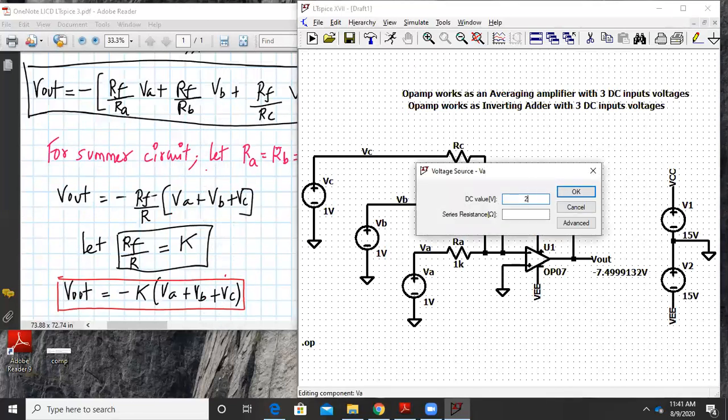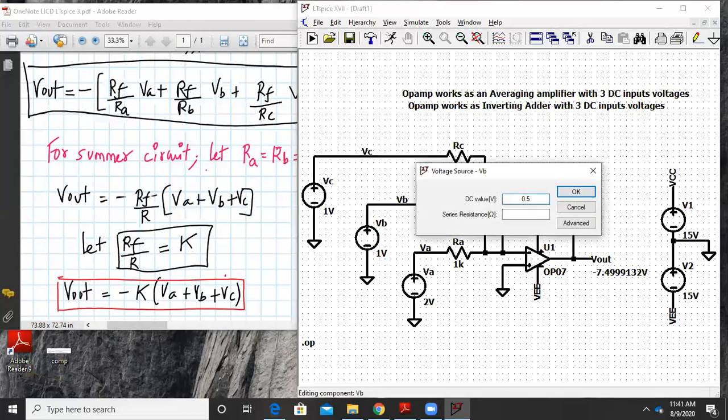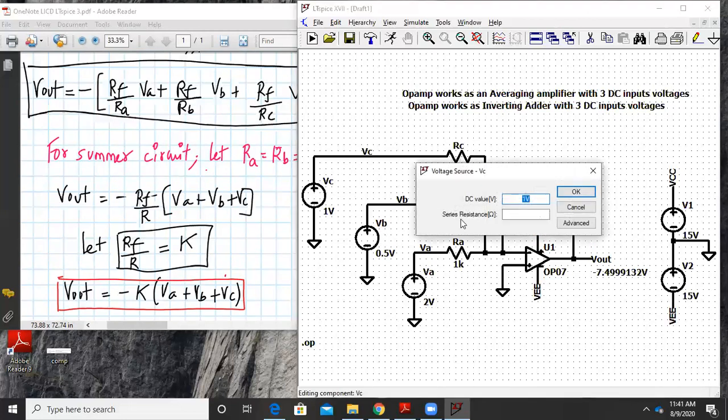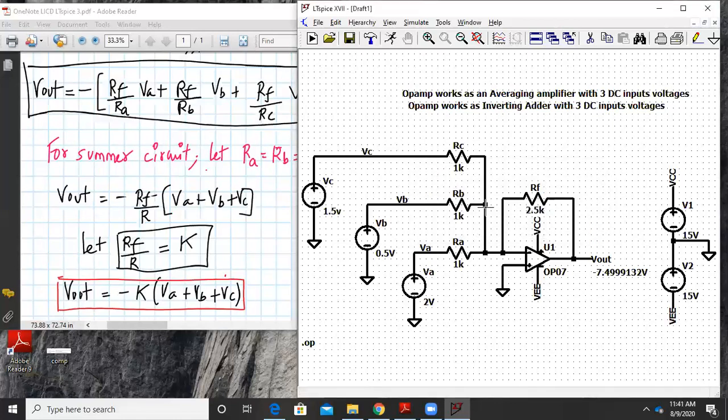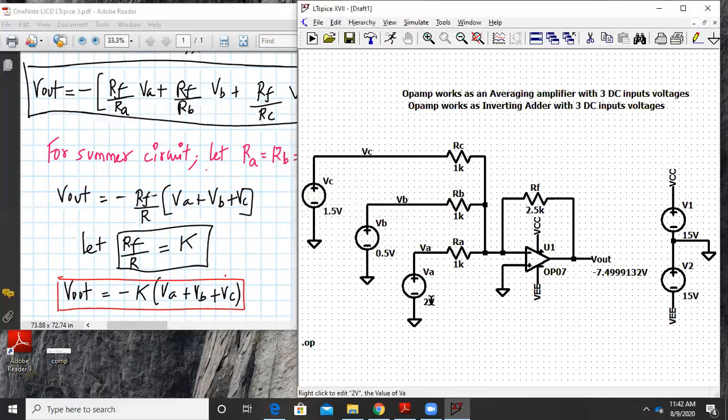Let us try to give VA as 2 volts, VB as 0.5 volts, and VC as 1 volt. We can give it as 2 volts, doesn't matter. We can give it as 1.5, doesn't matter. So VC is around 1.5 volts. So what should be the expected answer? V out is equal to minus 2.5 times 2 plus 0.5 plus 1.5. That comes out to be 4. So this 4 we multiplied with 2.5, we should get a voltage of 10 at the output.